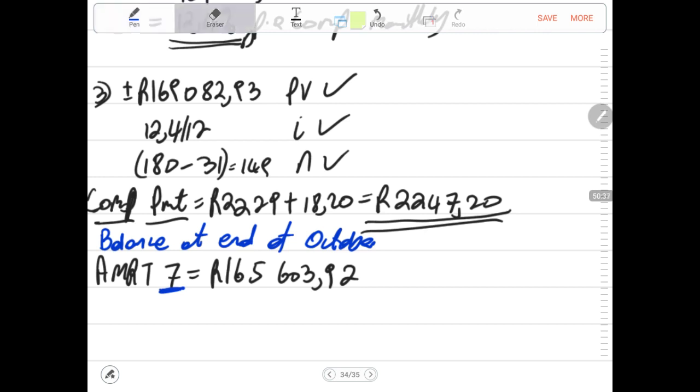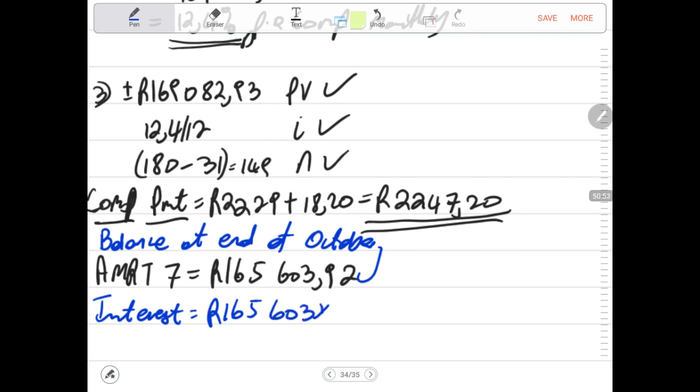So now what do we need to calculate? We need to calculate the interest for November. And interest for November is based on the closing balance at the end of October. So the interest for November will be 165,603.92 times 0.124, interest is 12.4%, remember, times 1 month out of the 12 months.